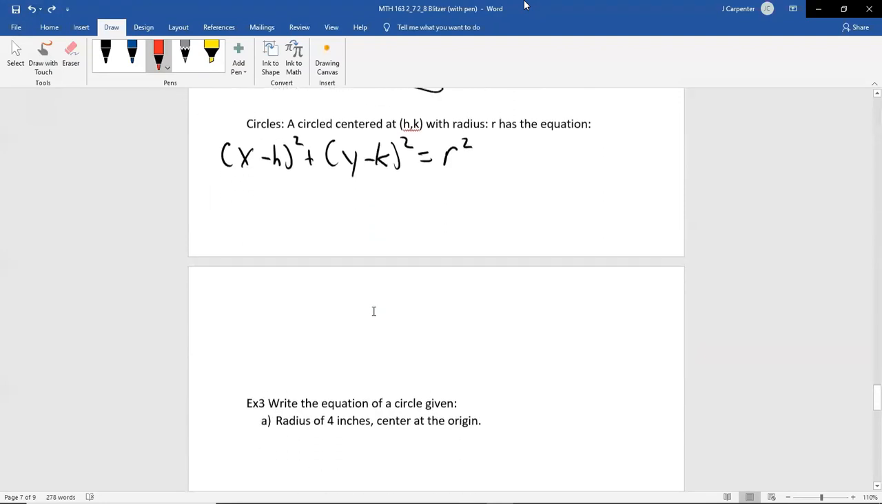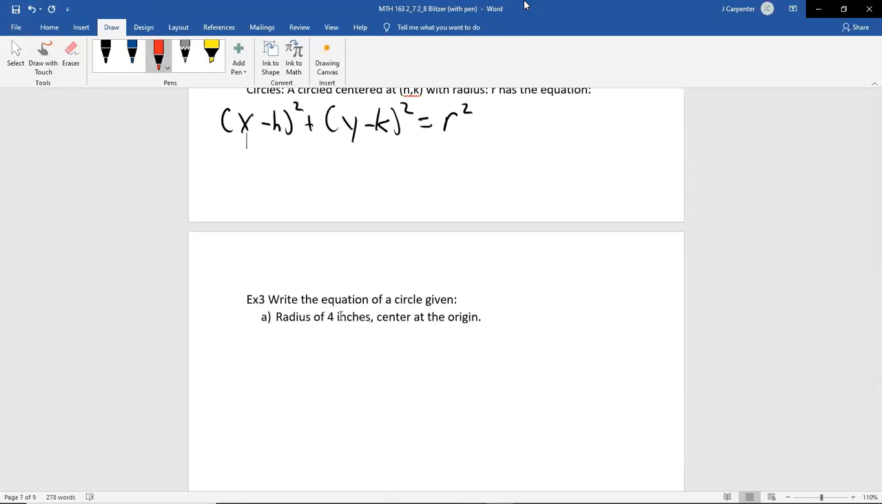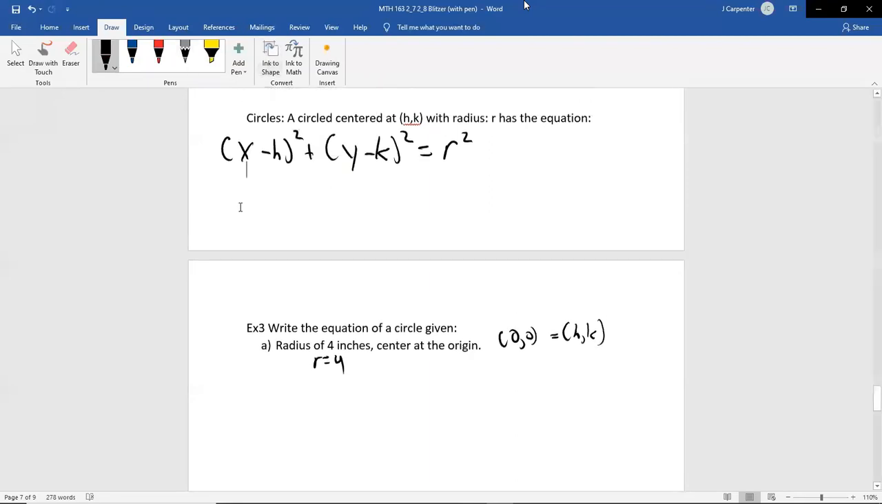All right, so let's try these out. And I have 3a typed up for some reason, but not b. Sometimes I do weird things like that. We're going to write the equation of a circle given that the radius is 4 inches and the center is at the origin. The origin meaning 0, 0. So 0, 0 is our h, k. X, y, h, k, they go in order. So that says the radius is 4, and we're just going to plug those 3 numbers into the formula we have above. That's all we do.